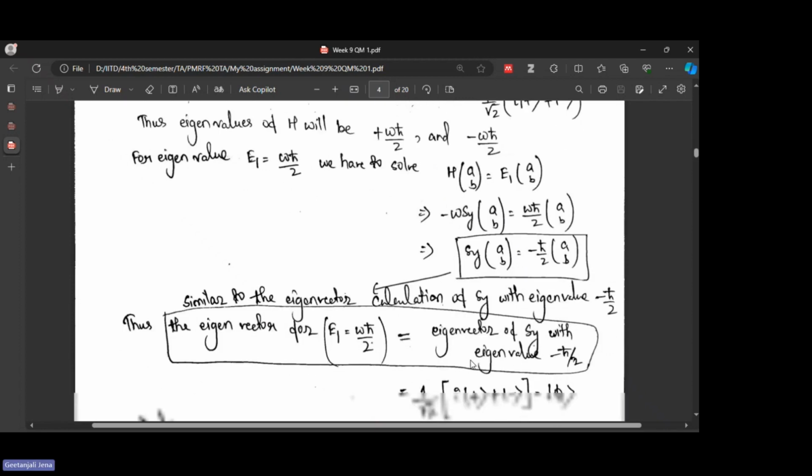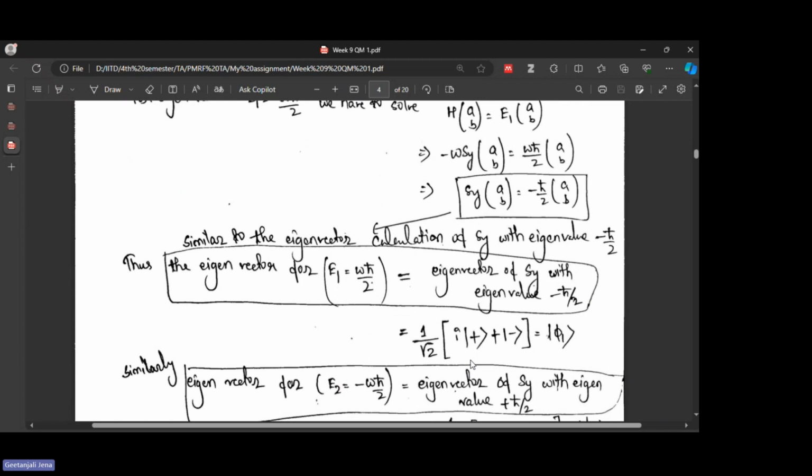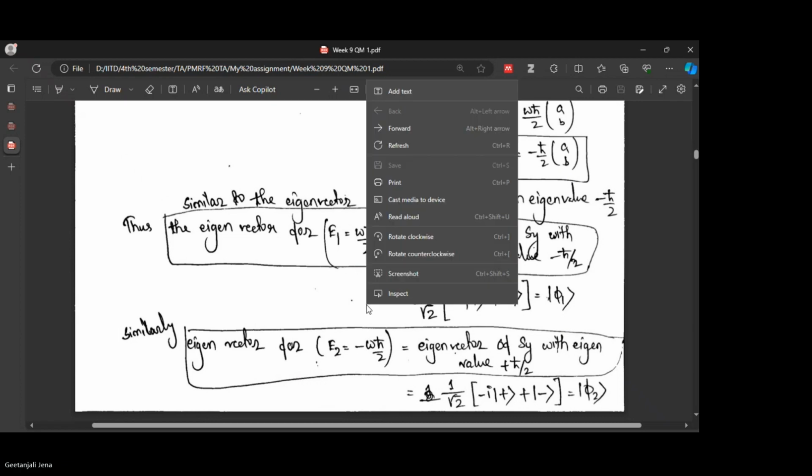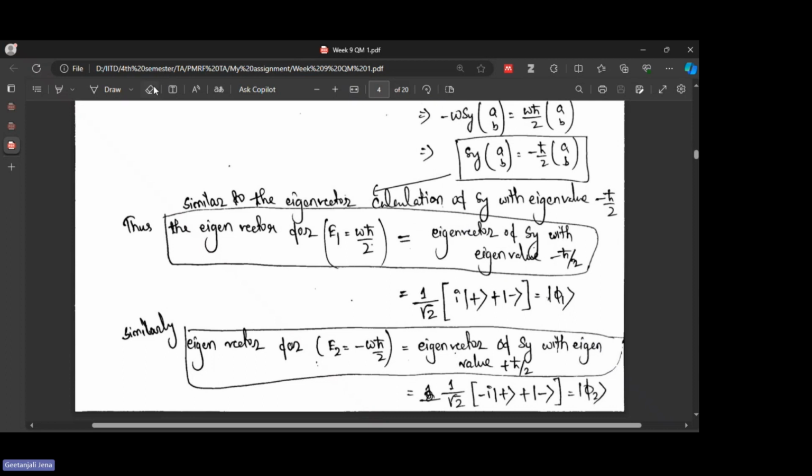So that eigenvector of Sy with the eigenvalue minus h-bar by 2 is nothing but 1 by root 2 times the plus state minus i times the minus state. Now you have calculated the eigenvector for the E1 eigenvalue, and let us represent this eigenvector by phi 1. Now if you want to find the eigenvector for E2, E2 is the eigenvalue minus omega h-bar by 2. Let me highlight whatever I am saying.